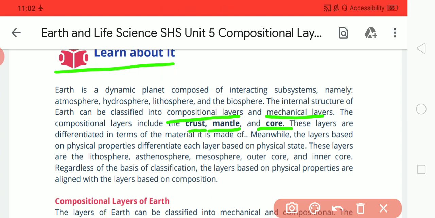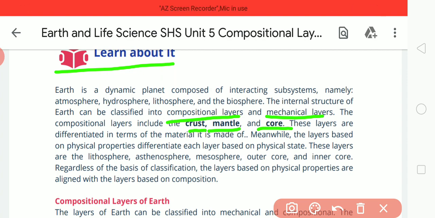Now, the layers of the Earth are categorized into two different forms. We have the compositional layer and the mechanical layer. So, for the compositional layer, what is considered is purely the type of material that each layer is made of. That is why there are only three layers of Earth based on composition, because the majority of the materials between the crust and the lithosphere are purely the same. Same also with the outer core and the inner core.